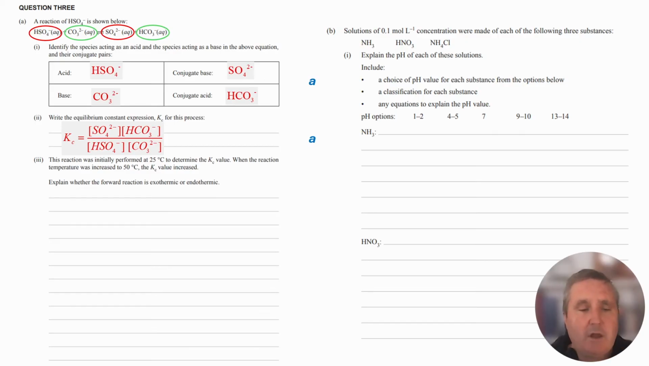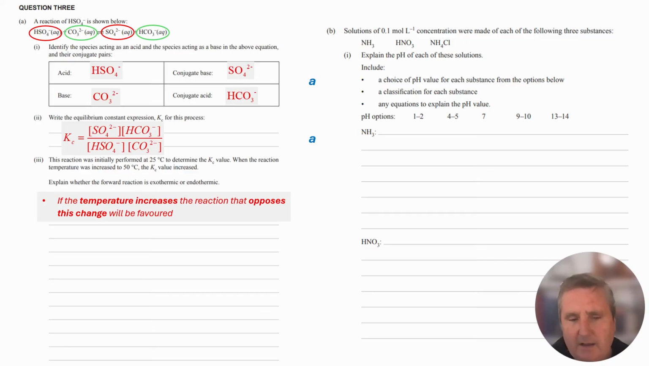Okay, so the next bit's a wee bit harder. The reaction was initially performed at 25 degrees Celsius to determine the Kc value. When the reaction temperature was increased to 50, the Kc value increased. Okay, so the Kc has increased with temperature. Well, that kind of makes sense that it would change with temperature, because Kcs are only true for the given temperature. They are temperature dependent. So explain whether the forward reaction is exothermic or endothermic.